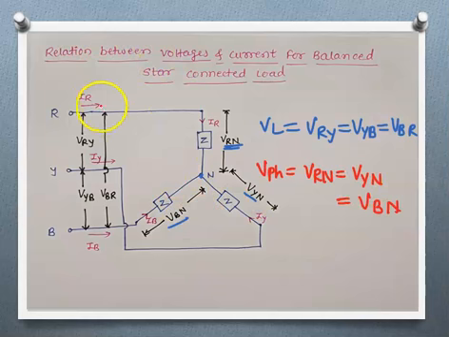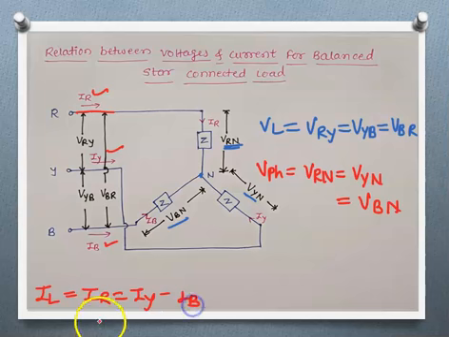Now see, we have discussed that the current flowing through supply line is called as line current. So this is supply line, this is also supply line and this is also supply line. So this IR, IY and IB flowing through supply lines are the line currents. IR equals IY equals IB. These are the line currents.